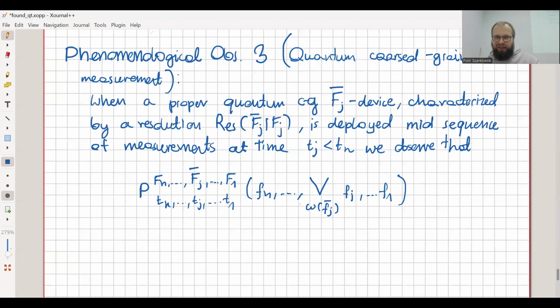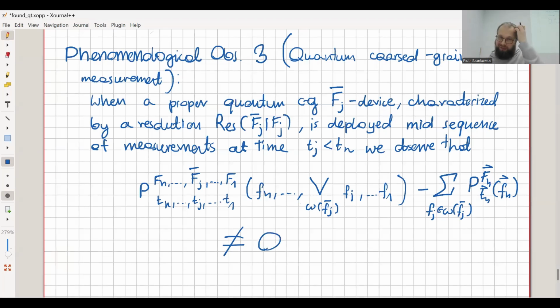And minus a version where we simply partially marginalize over results of fully fine-grained measurements. This is where every measurement was fine-grained here. Okay, this thing here is not equal to 0.